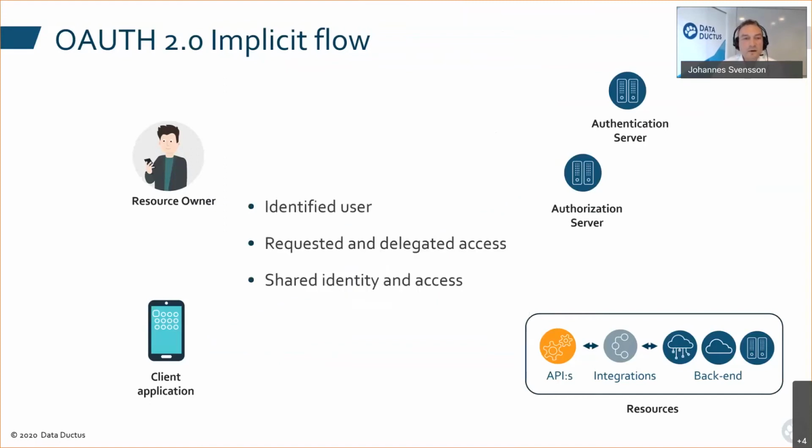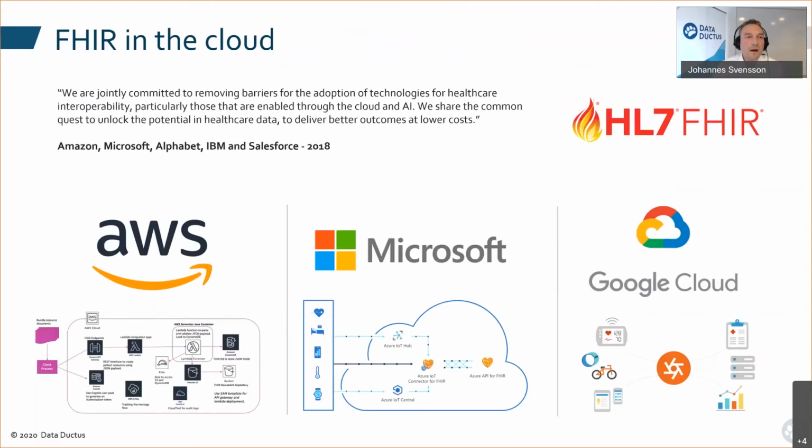So what we have done here is, in a standardized way, we have identified the user, we have requested and delegated access, and we have shared this identity and access information. But we're still missing something, and that's the standardized data, because OAuth doesn't say anything about the standardization of the data we pass around. And that's where HL7 FHIR comes in.